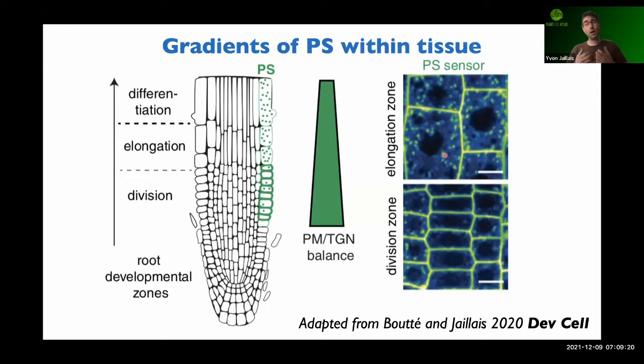So for us, this was quite interesting because we have specific patterns of PS at the subcellular level within the cell. This was kind of expected, but we also have patterns at the tissue scale. And in this case, we have this gradient of PS with a strong accumulation at the plasma membrane in the meristem and less in the differentiated part of the root. And for us, we started to ask what could be the function of such a variation of PS within the plant cell plasma membrane.